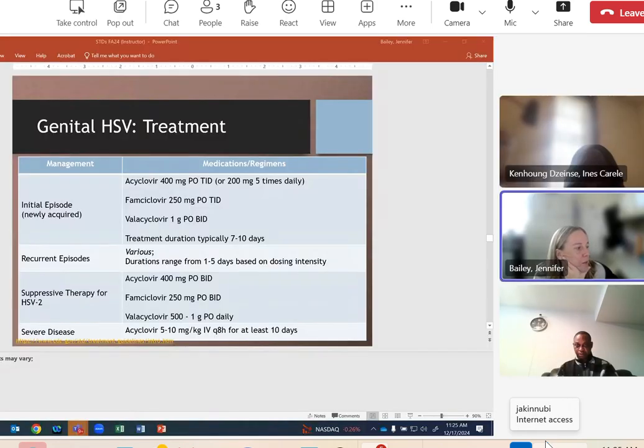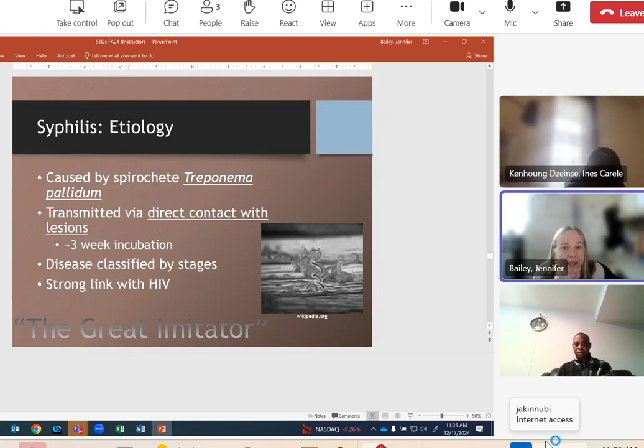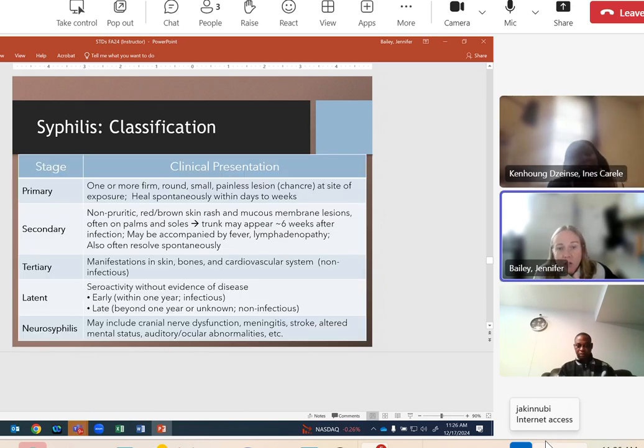Okay. And then the last one is syphilis. Syphilis is caused by a bacteria called Treponema pallidum. It's a cool little spirochete type of pathogen. Syphilis just gets really complicated because it can cause so many different presentations in a patient depending on what stage of syphilis they have.